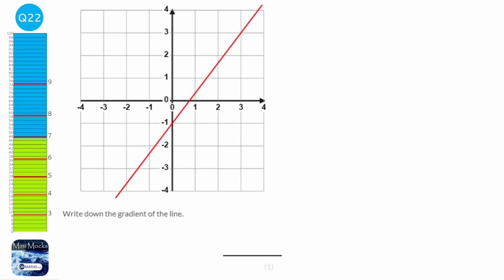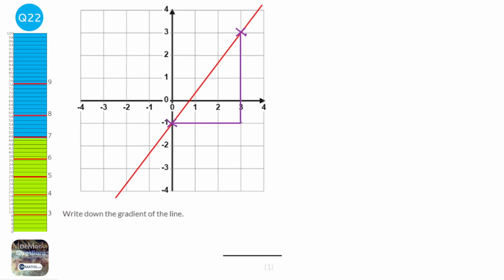To find the gradient of a line, we need to find two coordinates that we know. So I've got this coordinate here and this coordinate here. Now I don't really know what this coordinate is, that's why I've not picked one. You need to pick coordinates you know. And what we do is we just draw a right angled triangle between them.